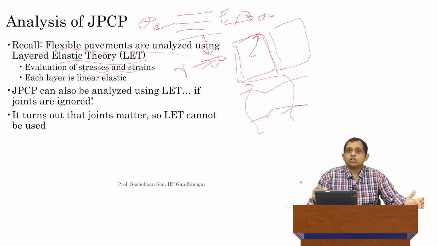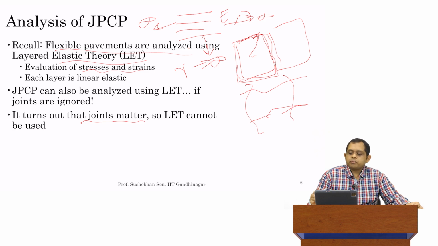We could, of course, ignore that problem. We could say, okay, I don't care about the fact that I have a joint. I'm going to assume that the slab is essentially infinite in size relative to the thickness, and then continue using layered elastic theory. You could do that. And therefore, with that assumption that the presence of joints is not important, you could analyze rigid pavements just as you analyze flexible pavements using layered elastic theory. The problem is, as it turns out in subsequent analysis, which we'll see today, joints do actually matter.